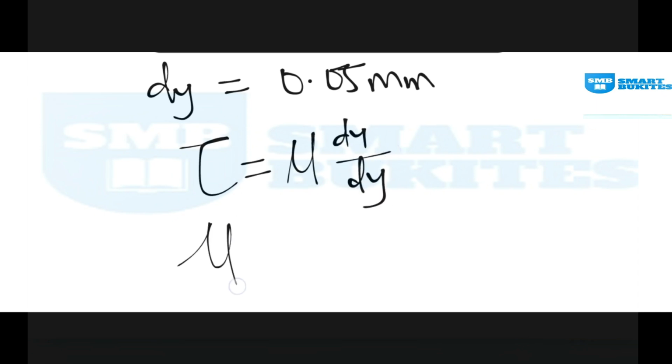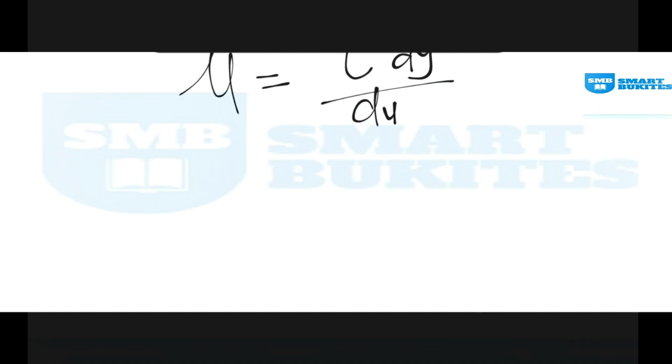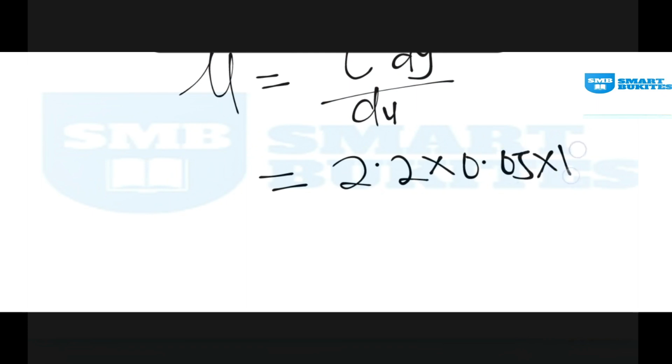So now from Newton's law of viscosity, we can make the viscosity the subject of the formula by saying viscosity is equal to the shear stress times dy over the change in velocity. Therefore, the viscosity is going to be 2.2 times 0.05 times 10 to the power of minus 3. Why? Because earlier I was given millimeters, now I'm going to change it and solve it in meters, over the change in velocity, which is 1.2.